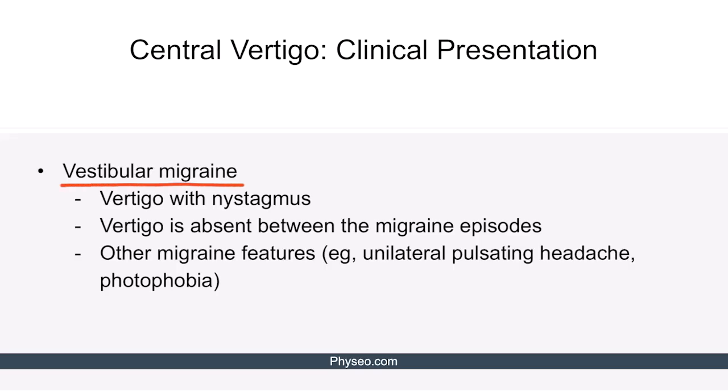Vestibular migraine is characterized by vertigo with nystagmus. It's high yield to remember that vertigo is absent between the migraine episodes in patients with vestibular migraine. If the patient has vertigo even in between the episodes of migraine, then we should look to the other causes of vertigo. The patient also has the other classic features of migraine like unilateral pulsating headache and photophobia.